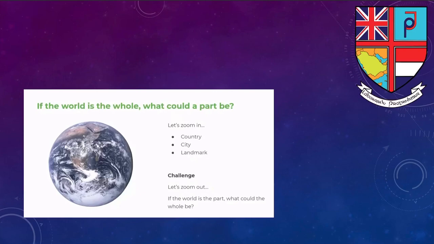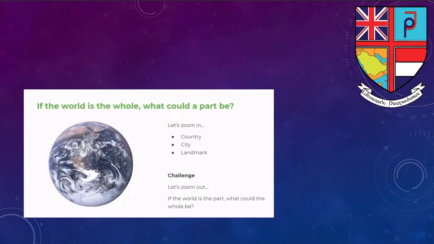So for example, we could have a country. We could say, for example, we've got here Egypt. Egypt is a part, and the world is the whole. So Egypt would be the part. We can go into cities. We can say we've got Riyadh here, and Jeddah, in Saudi. Riyadh is another part of the world. So anything in the world could be a part of the earth, part of the world. Landmarks, the Great Barrier Reef, or the Leaning Tower of Pisa, for example, is a part of the whole world.